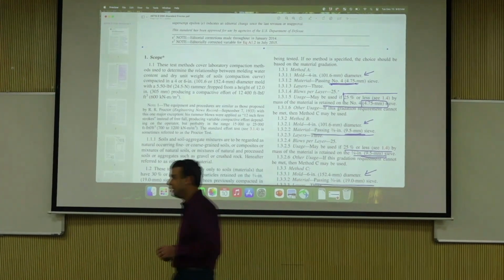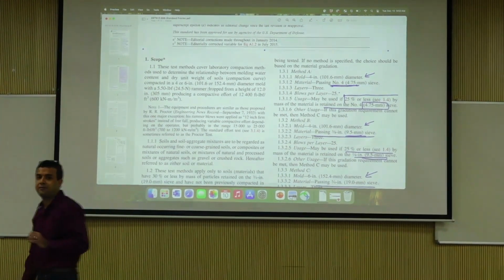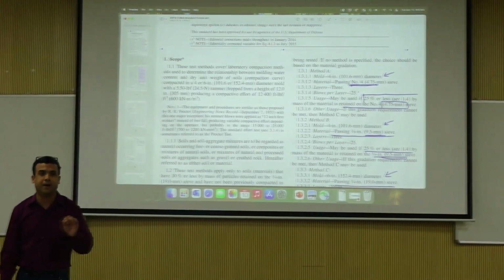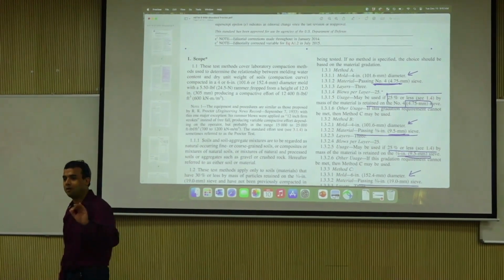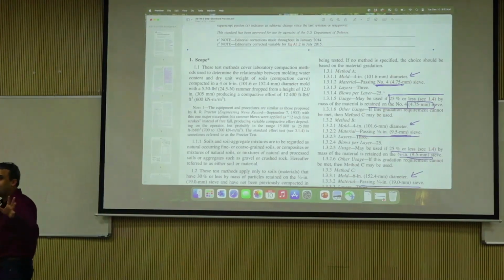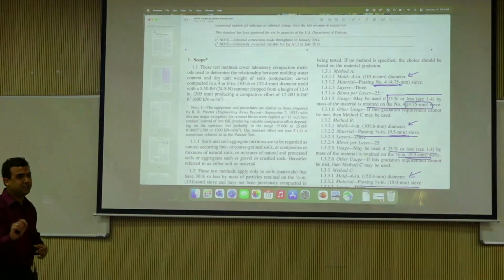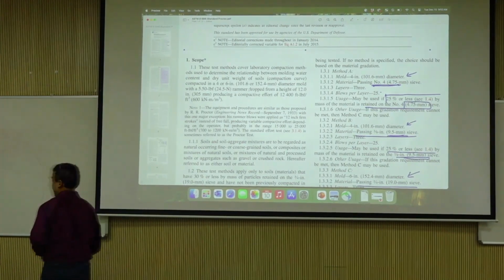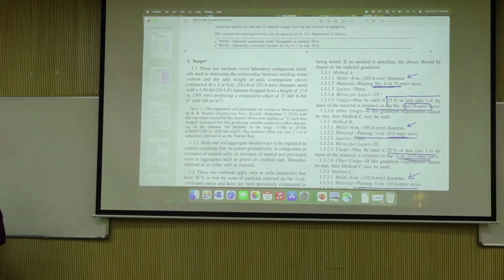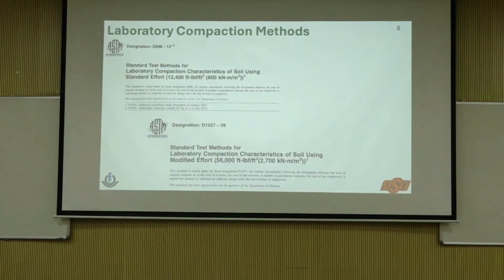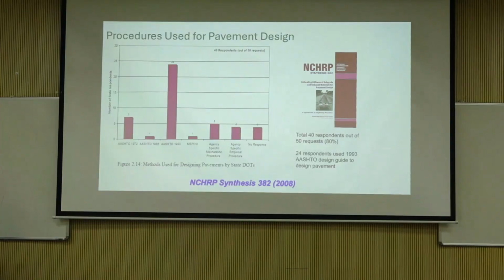That is the reason the tests should now be referred to as standard compactive effort or modified compactive effort. Do not say standard Proctor, modified Proctor. Colloquially, it's okay, when you talk with people, but in engineering reports, it's actually wrong. I mean, 90% of the people don't realize it, but that's how it is. So just a little trivia before we get started. All right.